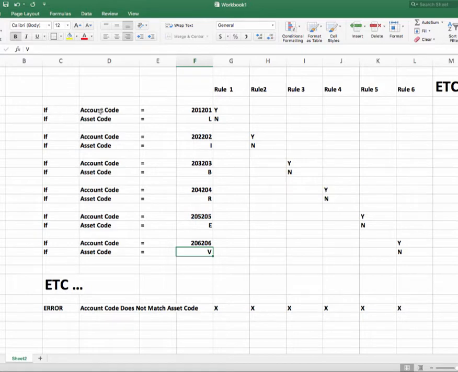So if account code equals 201-201, yes. And if asset code starts with an L, then rule 1, yes, no, stop processing. If they were both yes, then you'd keep processing. And if account code equals 202-202, and if asset code equals I, yes, the account code equals that, but the asset code does not, stop process. And we go all the way down.